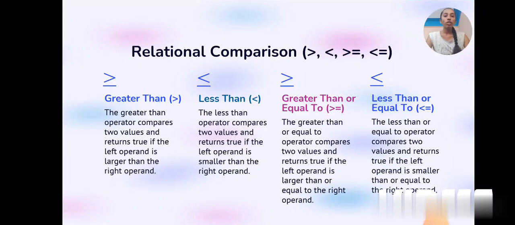The less than operator compares two values and returns true if the left operand is smaller than the right operand. The third one is greater than or equal to. The greater than or equal to operator also compares two values and returns true if the left operand is larger than or equal to the right operand. The last one is less than or equal to. The less than or equal to also compares two values and returns true if the left operand is smaller than or equal to the right operand.